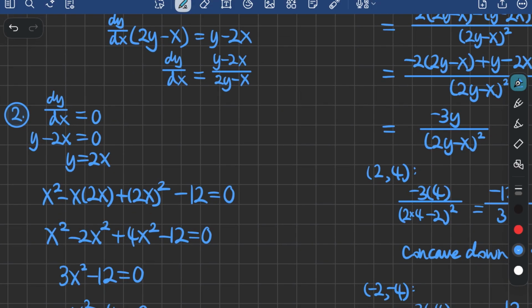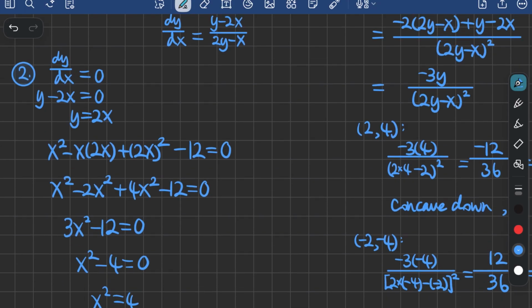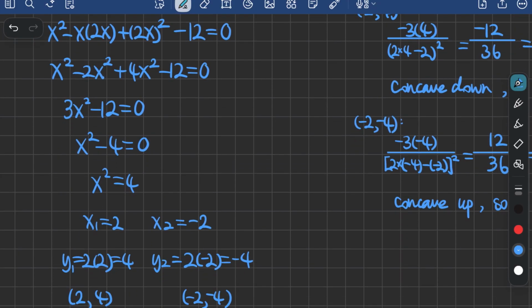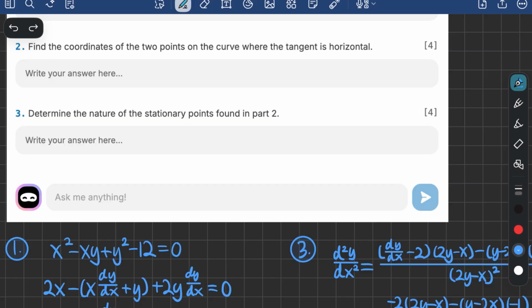After substituting y equals 2x in there and simplifying, we get two values for x. So either it's 2 or minus 2. Now we just find y1 and y2, and these are the two coordinates. Write them out in this bracket form. And now we want to determine the nature of these two stationary points. We already know that the first derivative equals 0, so we need to know what the second derivative is doing, whether it's positive or negative.